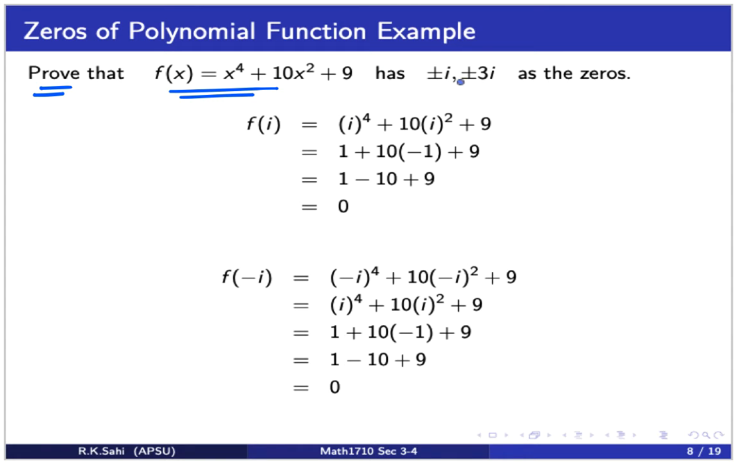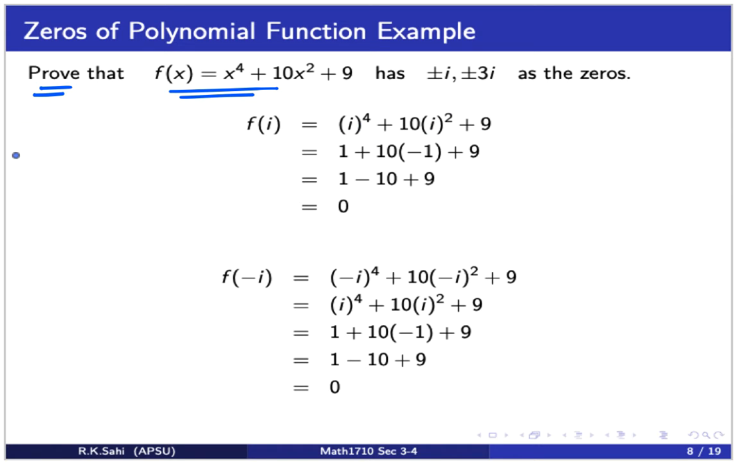Now let's go ahead and do the first, f of i. Wherever you see an x, replace it by i. And I'm very, very particular, I am using my parentheses, so that I get into the habit of putting my parentheses. i to the 4 plus 10 times i squared plus 9. So i to the 4.